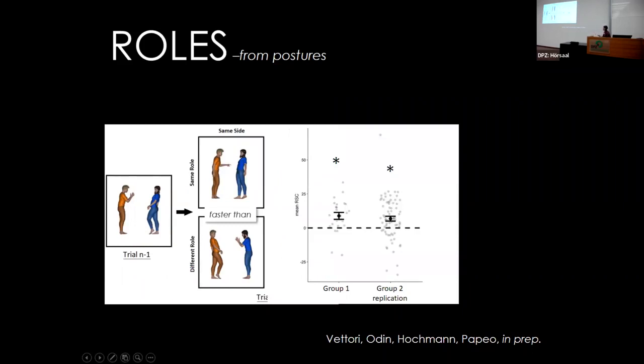Here you see two different replications of the effect. Positive values mean that the participants were faster when there was no role switch relative to when there was a role switch. This really suggests that the subjects automatically pick up that information, and when there is a switch, they are slower. We see it in this cost.